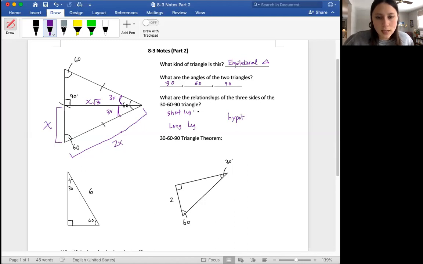Okay. The short leg, if it were x, the hypotenuse would be 2x. And the long leg would be x times square root of 3. So I'm going to name this A. The 30, 60, 90 triangle theorem basically says that A equals x times square root of 3, or the radical of 3. So it's x, 2x, and x rad 3. So you can think of it as 1, 2, 3.